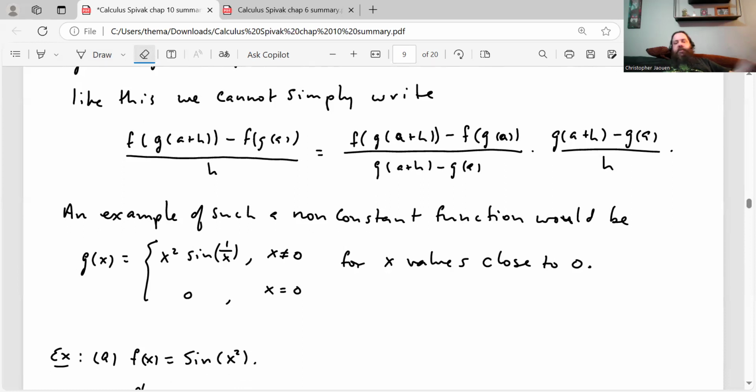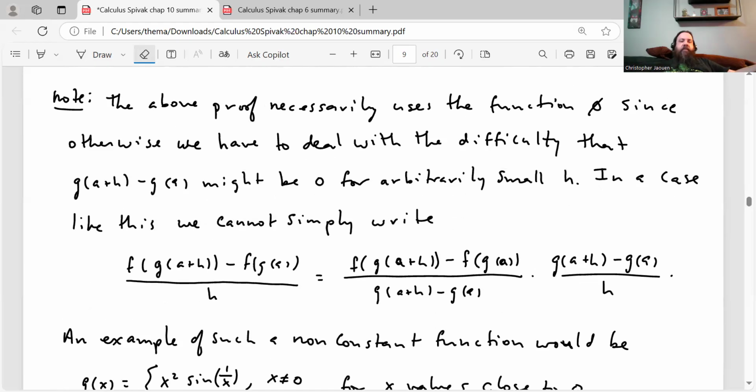All right, an example of such a non-constant function would be, for example, g of x equals x squared sine of 1 over x for x not zero, and g of x equals 0 for x equal to 0. So just so it's clear that this is actually something that we do have to worry about.